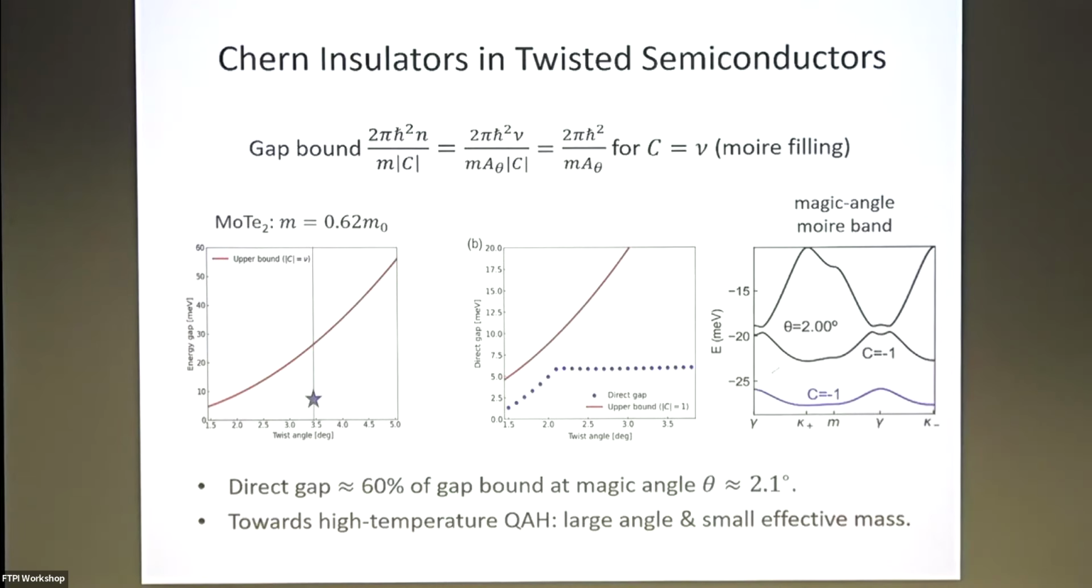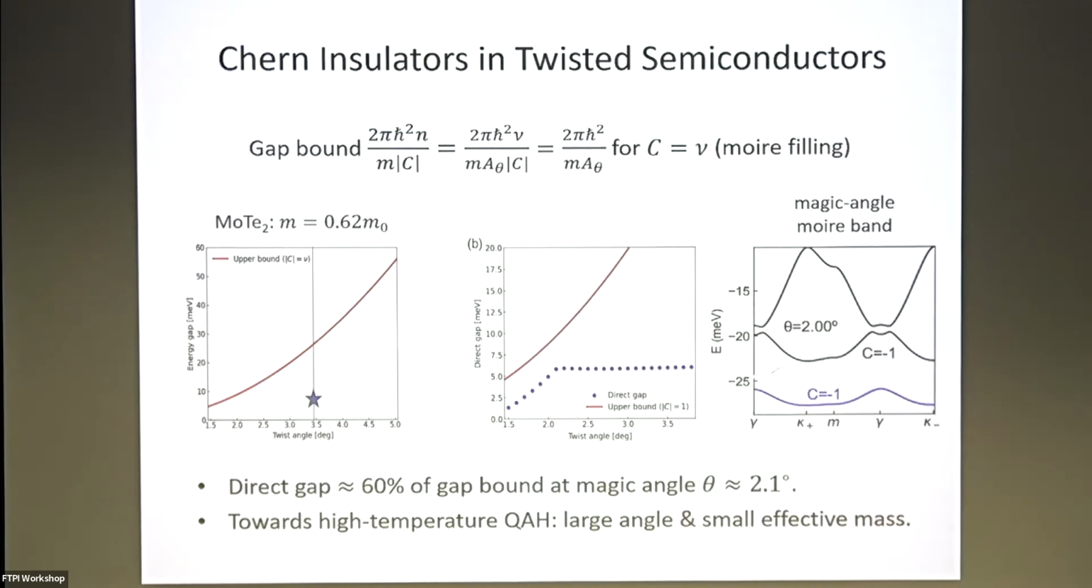As we go to smaller twist angles, the Moiré period increases, the gap decreases, and this dot is the experimental value from bias measurements. And you can see that the measured gap is 6 millielectron volts at a twist angle of 3.5 degrees, while the bound is about 25 millielectron volts. So there's still room for possible improvement, but at least they are on the same order of magnitude.